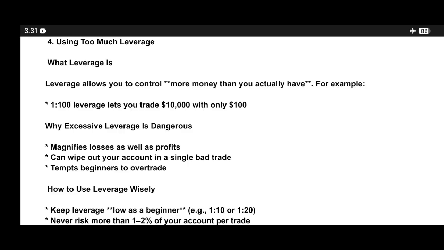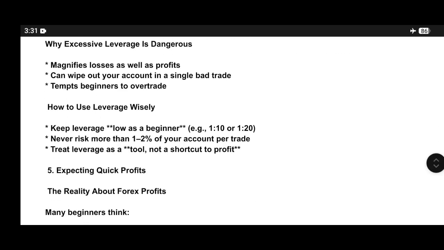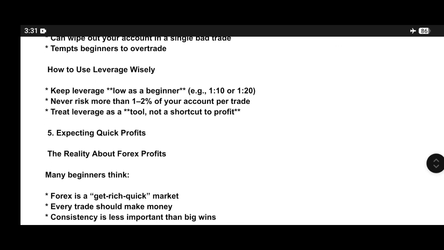So here are the things you need to know on how to use leverage wisely. Number one, keep leverage low as a beginner, 1:10 or 1:20. Never risk more than 1 or 2% of your account per trade. Treat leverage as a tool and not a shortcut to profit.